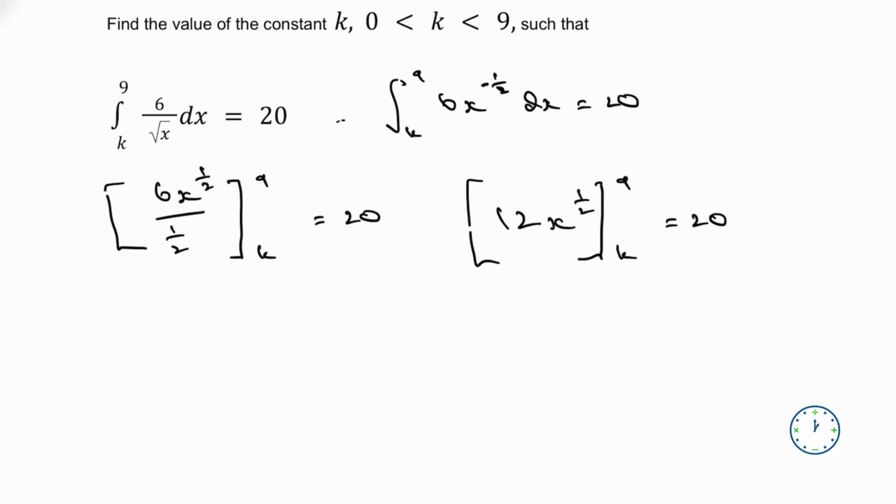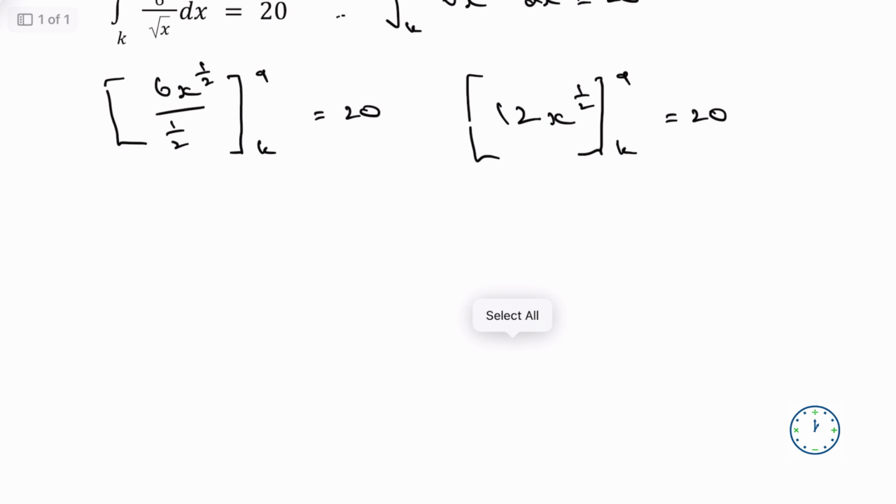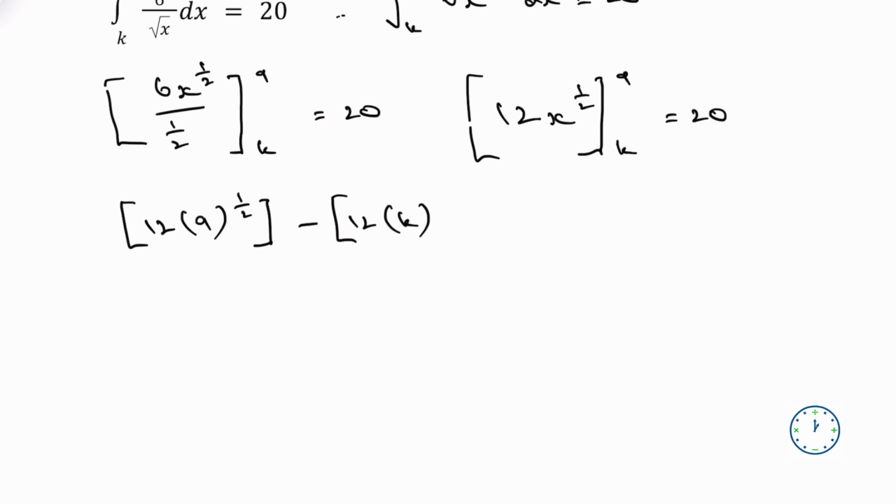Okay, so all we do really now is solve for k. So if I rewrite that ever so slightly, what I'm going to get is my first bracket, which is going to be 12, and the value of x is going to be 9, and that's going to be to the power of a half. And then I'm going to take from that, and rather than x, I've now got k. So that's going to be 12 brackets k to the power of a half, and that's going to be equal to 20. Okay, so I can work out my first square brackets as equal to 36.